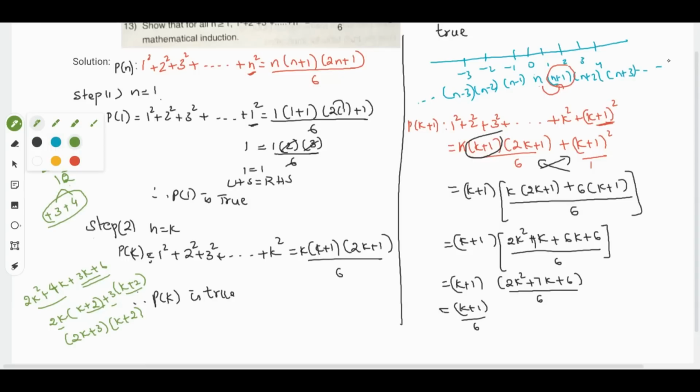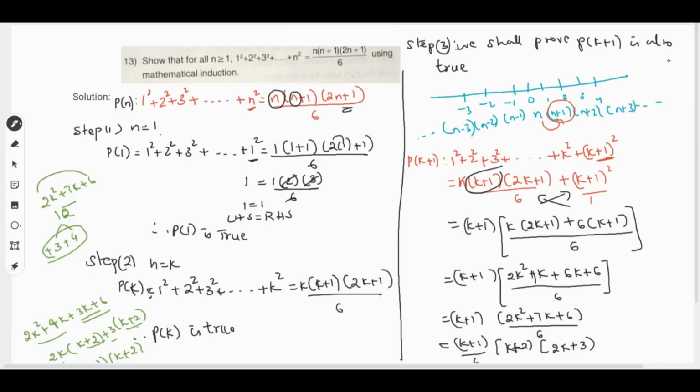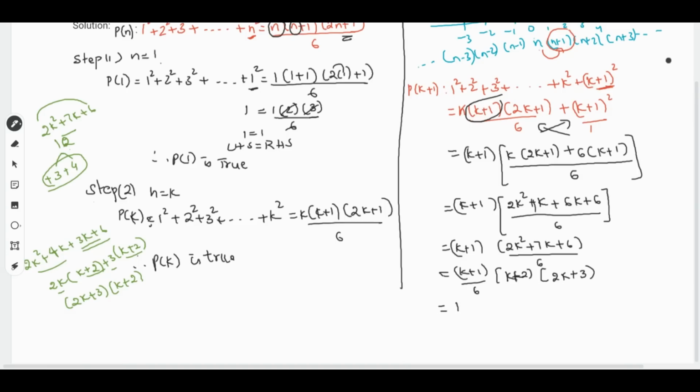So I'll write that answer. Simplifying, I get k plus 2, and then 2k plus 3. Now, whatever answer we get should be similar to the question, but in place of k it should be k plus 1. So we'll rewrite this and write it as k plus 1. Then k plus 2 can be written as k plus 1 plus 1, and 1 plus 1 is 2.